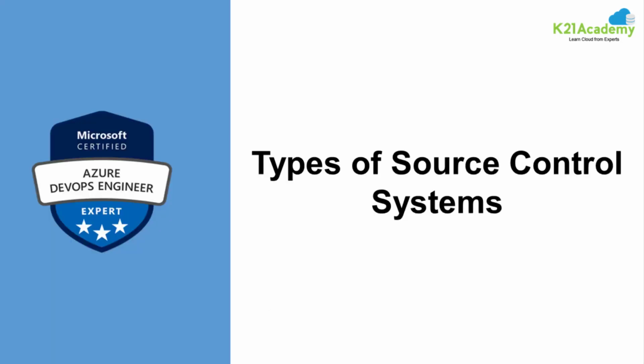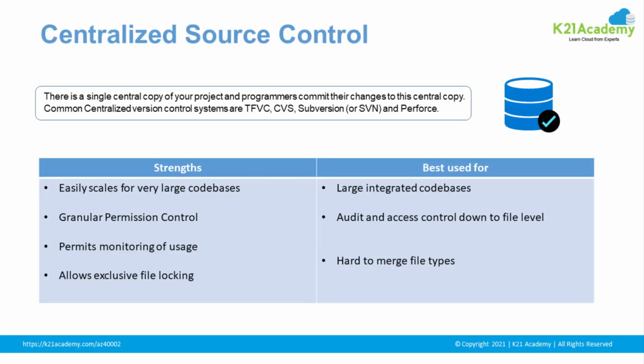So in this lesson, we will be seeing what are all the types of source control systems available in the market. Generally, there are two types of version control systems available. One is centralized version control system. Another one is decentralized or distributed version control system.